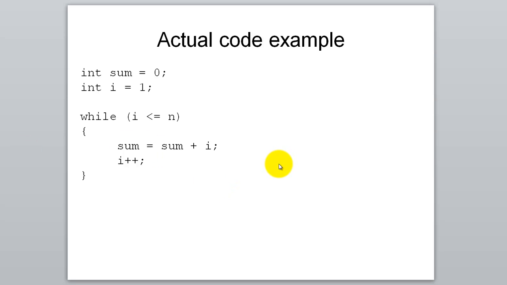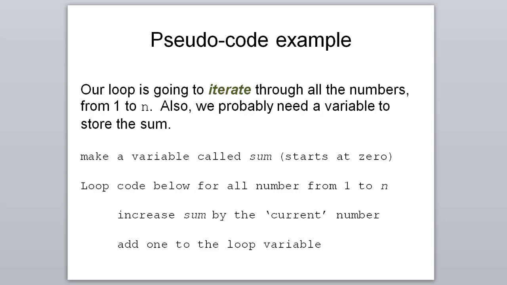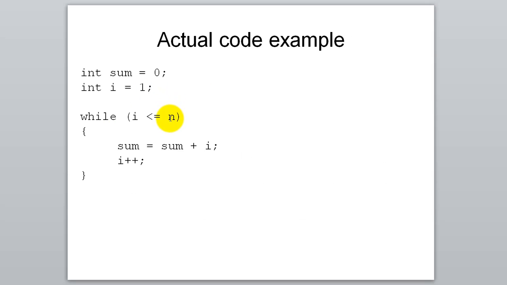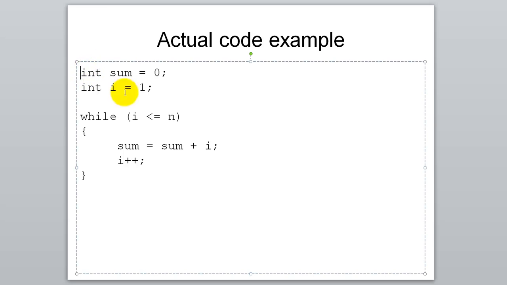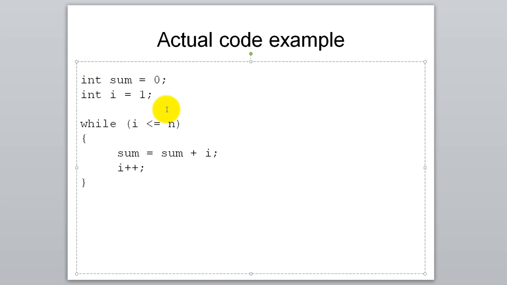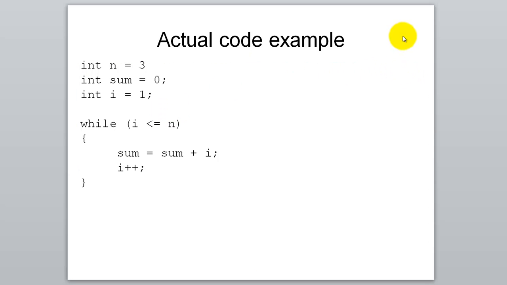Let me walk you through the tracing of it. So we have variables sum and I, just like we did in our pseudocode, but we also have this variable n, and we're assuming that we have a value for n. Maybe earlier in our program we asked the user to supply a value for n. So I'm going to add another line of code in here just so that n has a value. Int n equals, let's just say 3, just to make it easy on us.